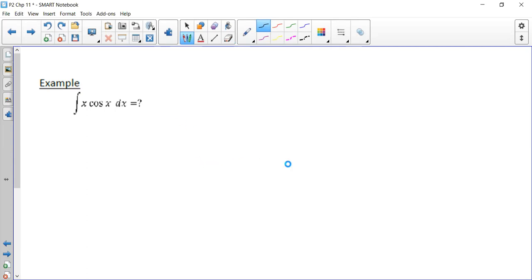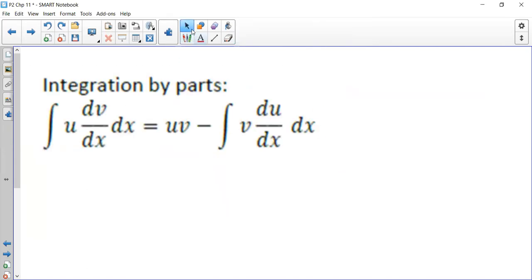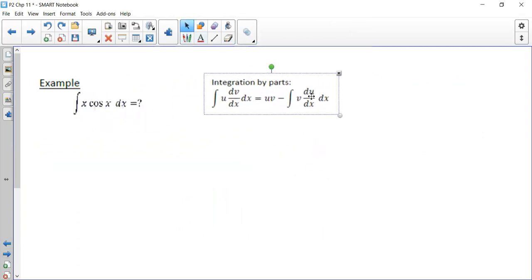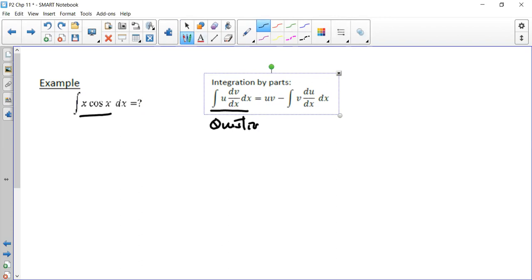So let me copy this formula again. Now, to use integration by parts, you can compare it with the question. This is the question part, this is the question function.